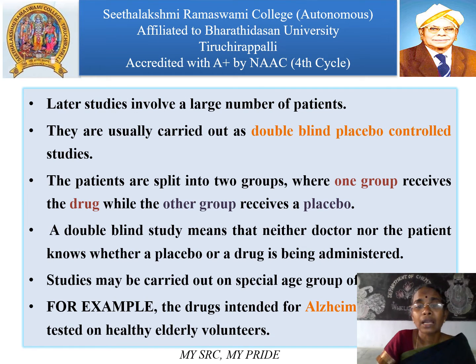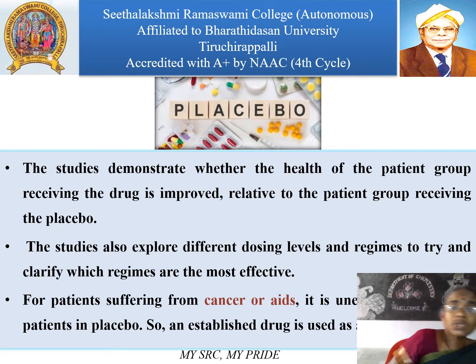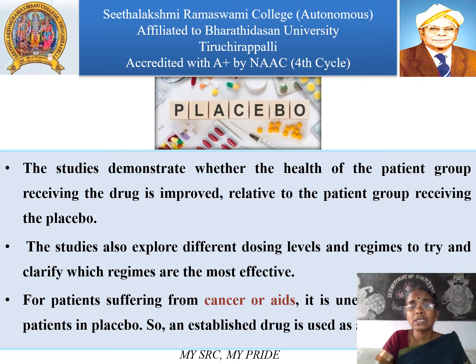Studies may be carried out on a special age group of volunteers. For example, drugs intended for Alzheimer's disease are tested on healthy elderly volunteers. The studies demonstrate whether the health of the patient group receiving the drug is improved relative to the patient group receiving the placebo. The studies also explore different dosing levels and regimes to try and clarify which regimes are the most effective.